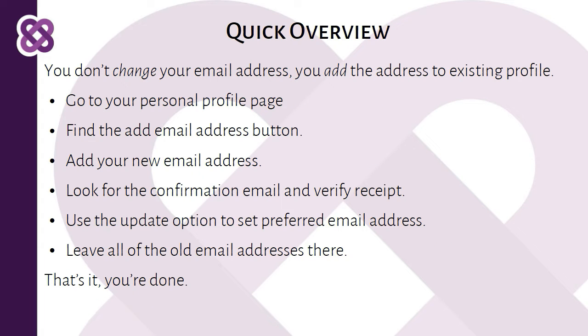You don't ever change your email address in Weaver. All you'll do is to add a new address to your existing profile. Go to your personal profile page, find the Add Email button, add your new email address, look for the confirmation email, and verify receipt. Then use the Update option to set the preferred email address. Leave all of the old email addresses there. That's it, you're done. Now I'm going to walk you through a demonstration of this.